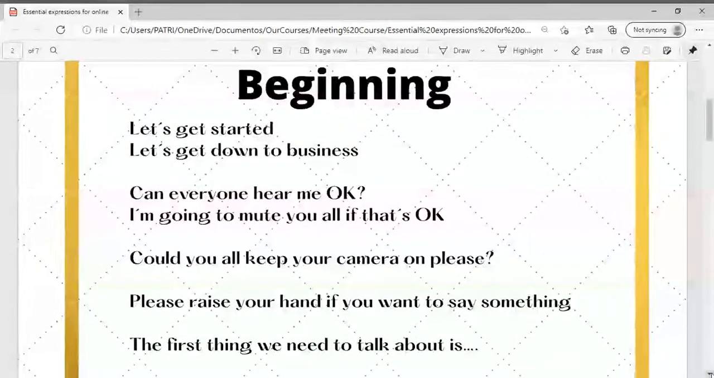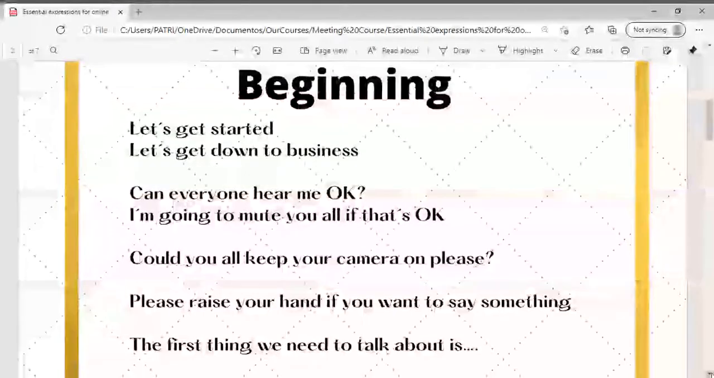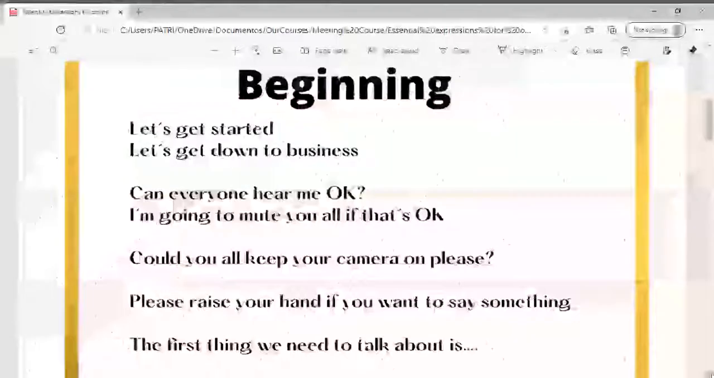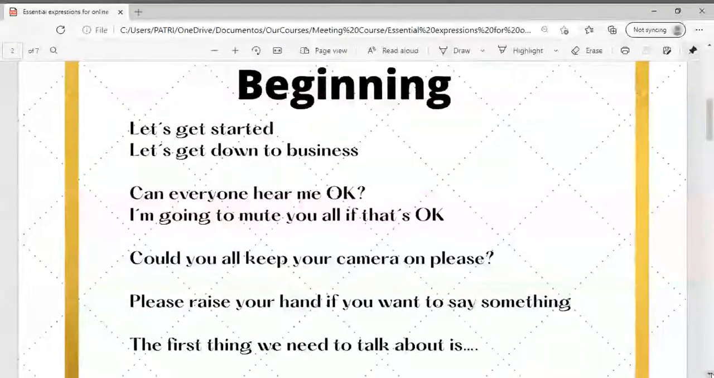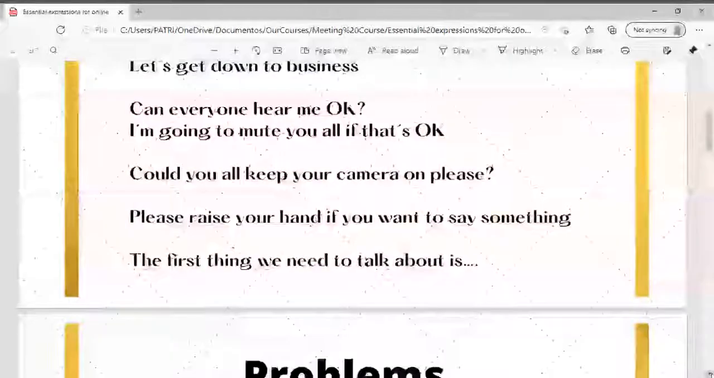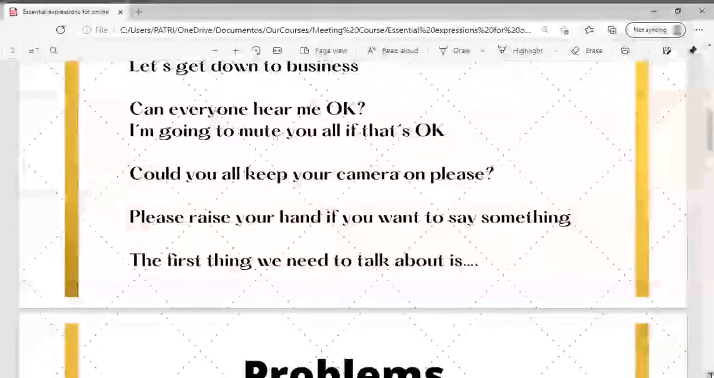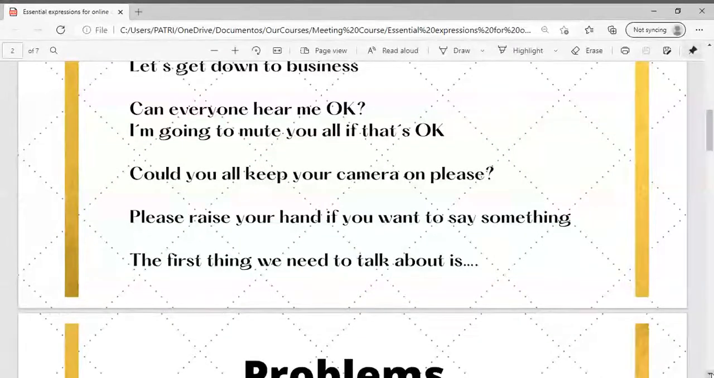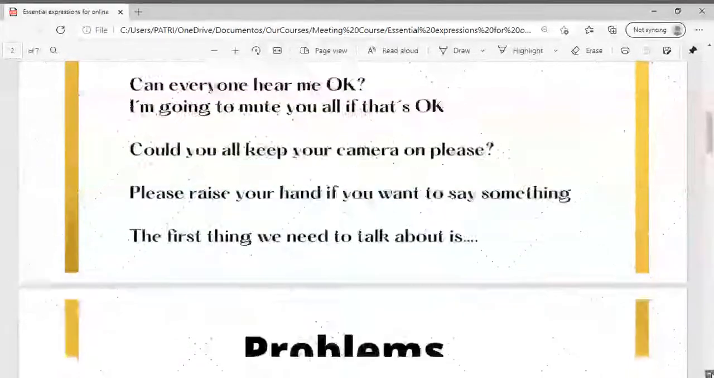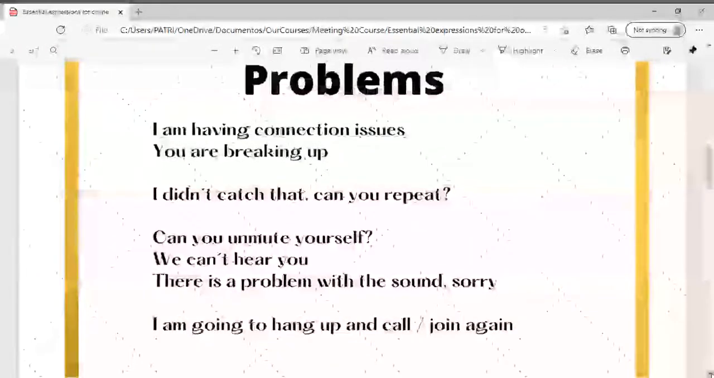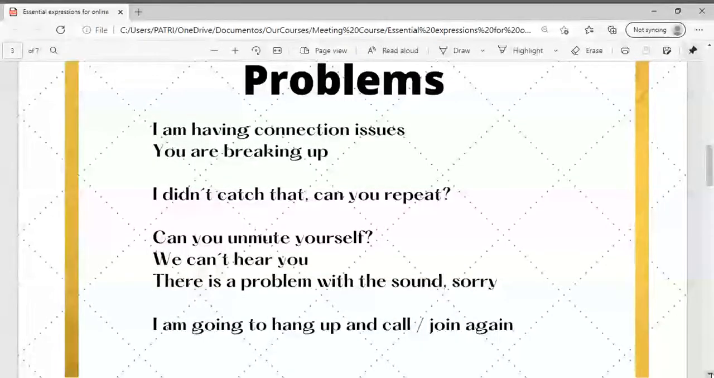And then, please raise your hand. So you have that virtual hand in a lot of meetings. If there are a lot of people, please raise your hand if you want to say something, okay? And then, so you're starting the meeting and you can say, the first thing we need to talk about is, that's an expression you can use to start talking about the topics, okay? So moving on then to troubleshooting, to solving some problems that are unique to online calls, online meetings.